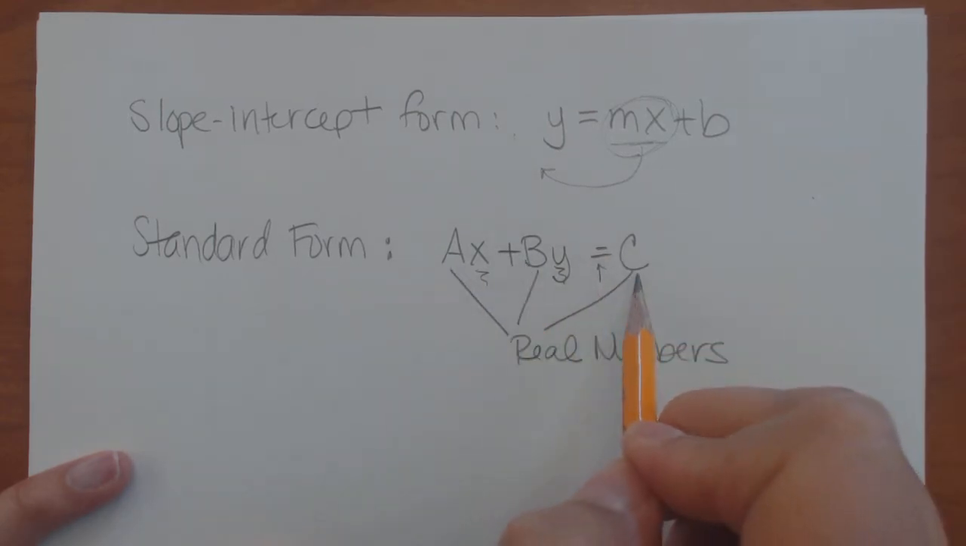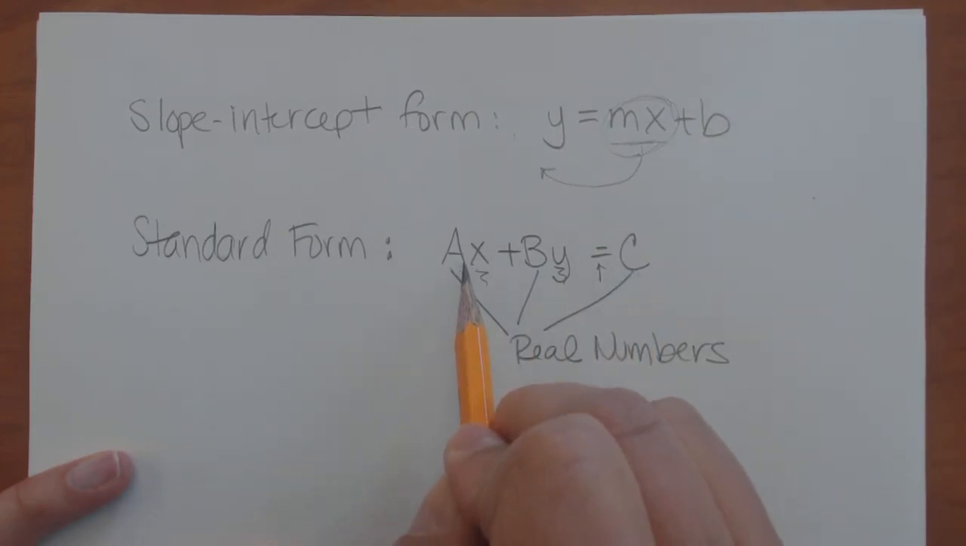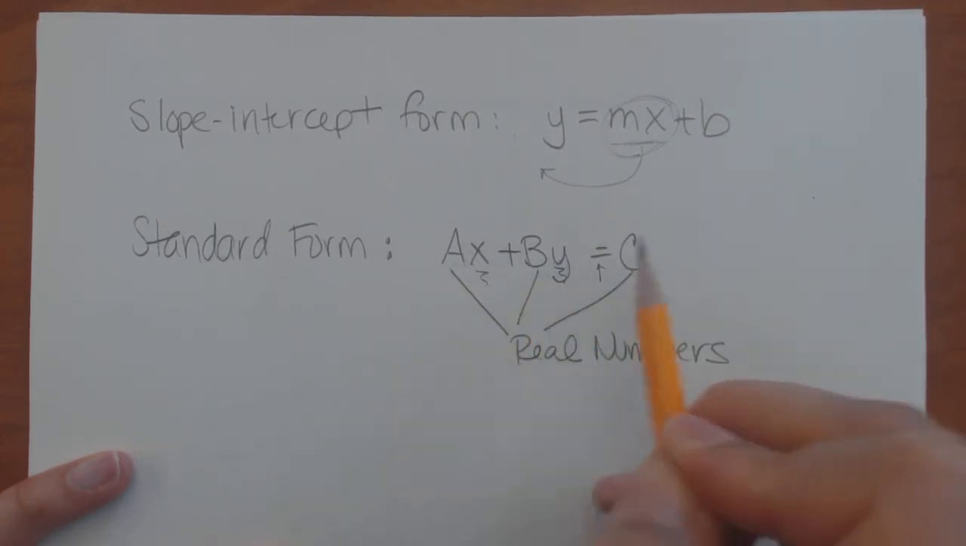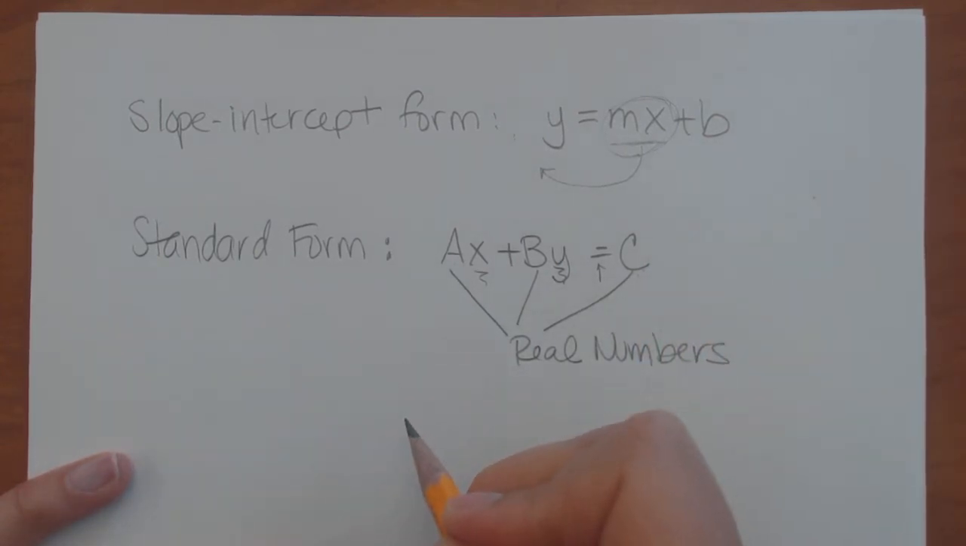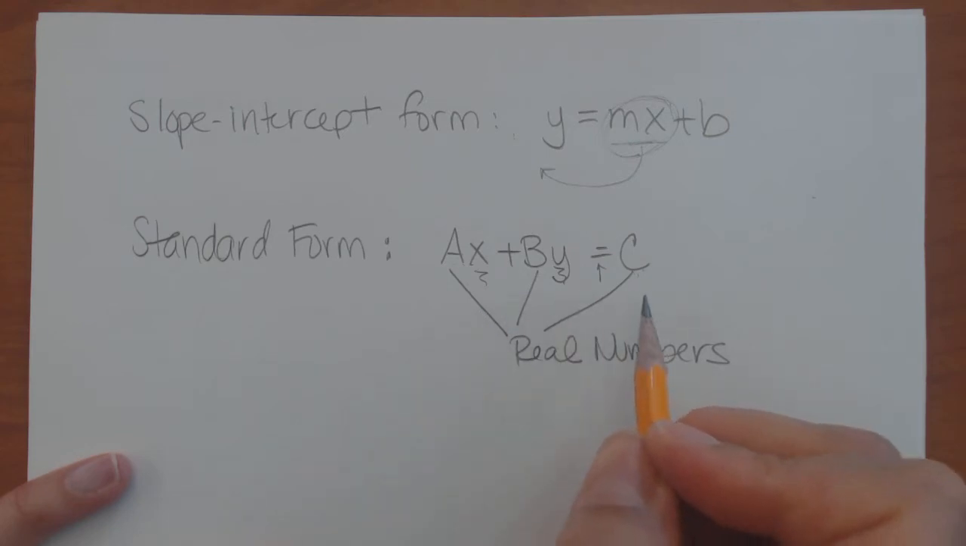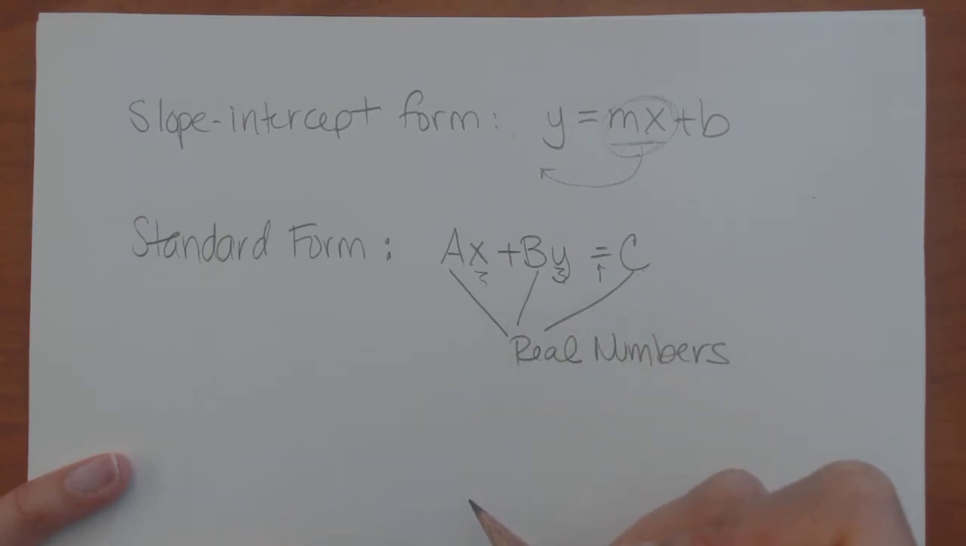But these do not represent slope. They do not represent y-intercept. They are coefficients in front of our variables, and this is our constant. So what we're going to be doing right now is looking at standard form and graphing it.